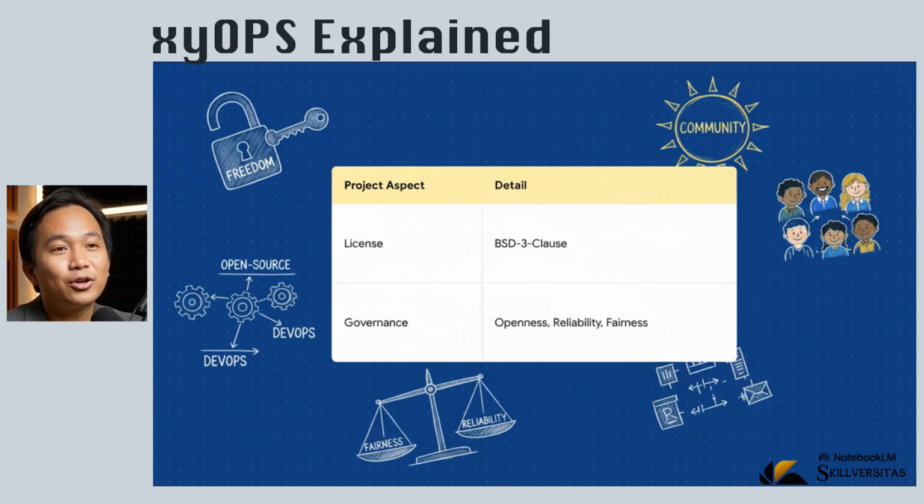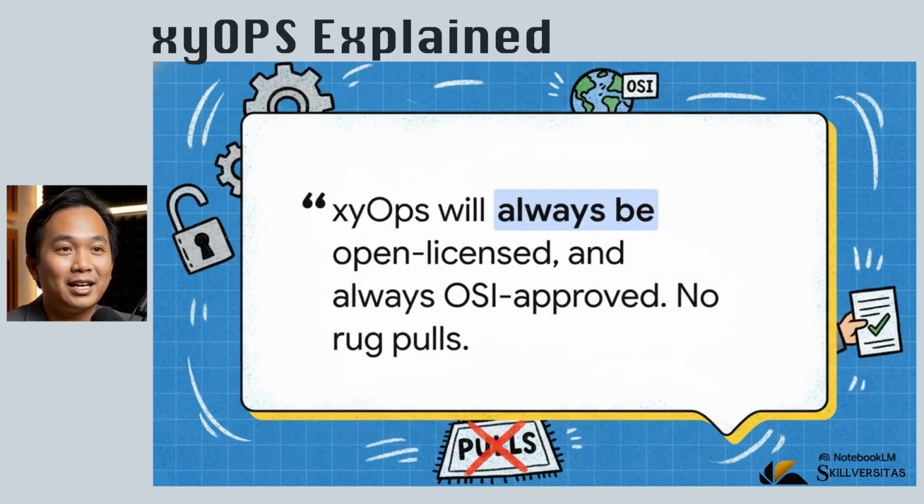And on top of that, their whole governance model is built around these principles of openness, reliability, and just being fair to their users. And they really back this up with a powerful statement, something they call their longevity pledge. xyOps will always be open licensed and always OSI approved. No rug pulls. I mean, in a world where some open source projects can just suddenly change their license on you, that is a huge promise to the community and a massive confidence booster for anyone thinking about using it.